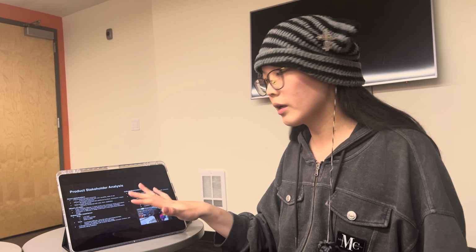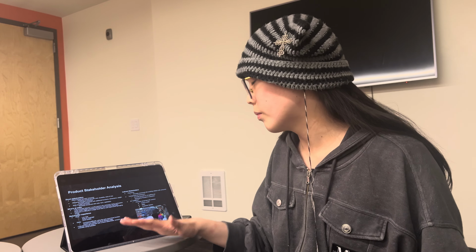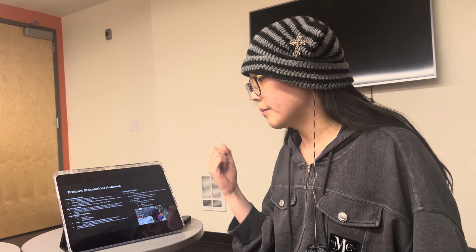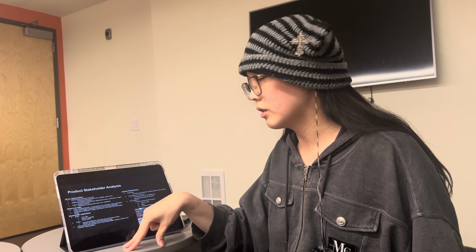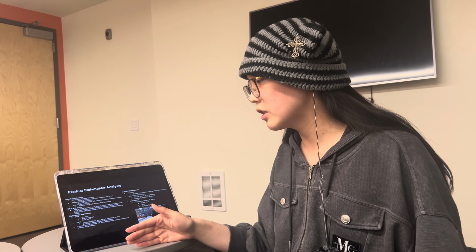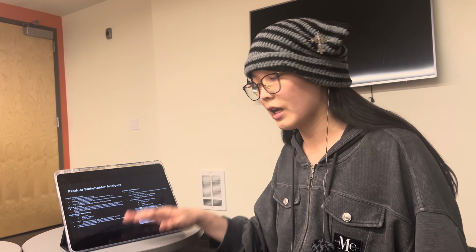A brief product stakeholder analysis. For direct stakeholders, I think there are three types. The first type is mostly concerned with the effectiveness of the product, the second type with efficiency, and the third type prioritizes style. And each type obviously has different concerns.